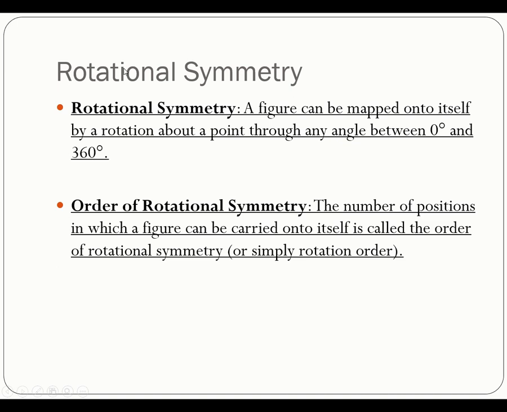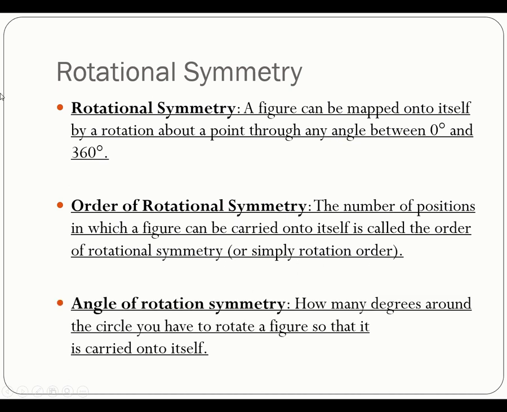Now the order of rotational symmetry is the number of positions in which a figure can be carried onto itself. This is called the order of rotation. So basically, this is how many times you can rotate a shape and it looks like the original before you get all the way around. Because sometimes you can rotate something and it looks like the original picture before you do a full rotation. So the order will depend on how many times that happens before you get to a full rotation. So this is order of rotational symmetry or rotation order. Either of those mean the same thing.